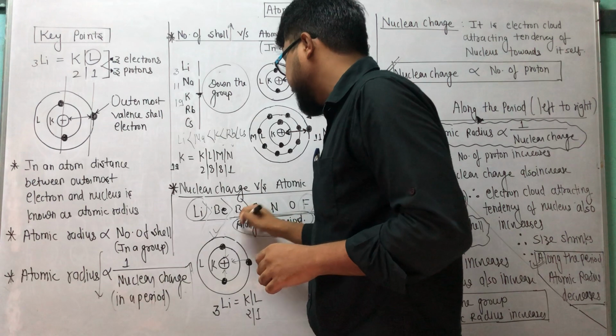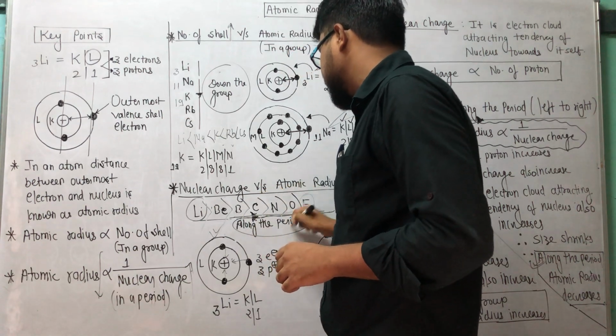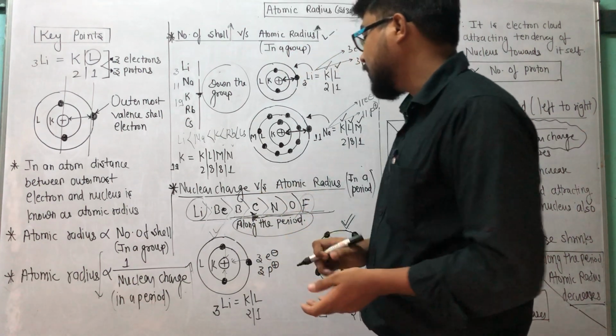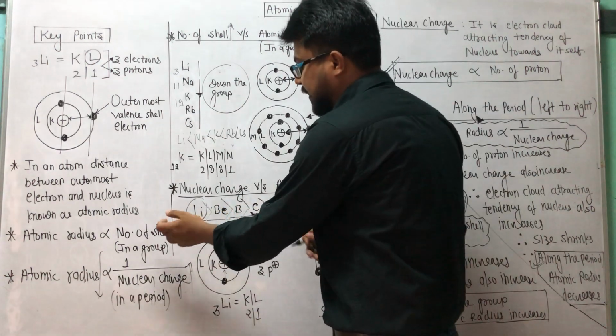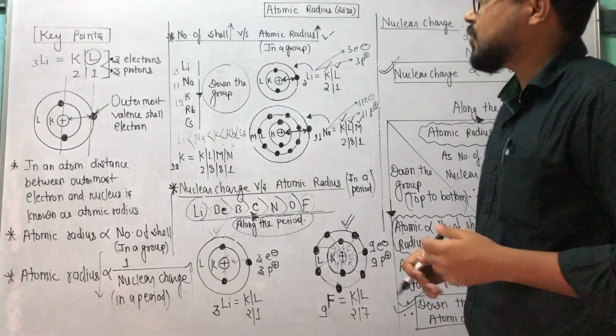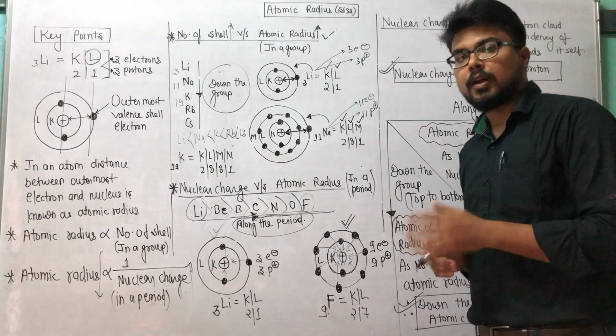So if I arrange these elements which belong to the second period, the maximum size will be for lithium, then beryllium, then boron, carbon, nitrogen, oxygen, fluorine. Fluorine will be the smallest, and lithium will be the biggest among these. Correct? So the concept is, I think, clear to all.